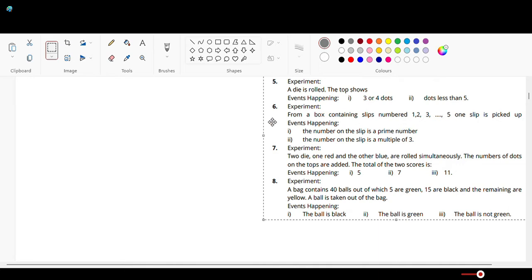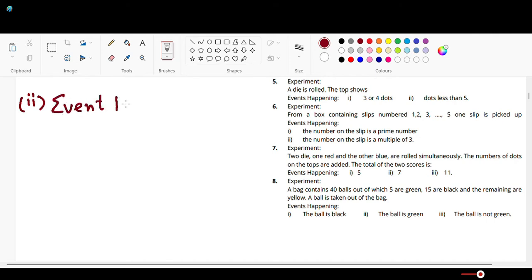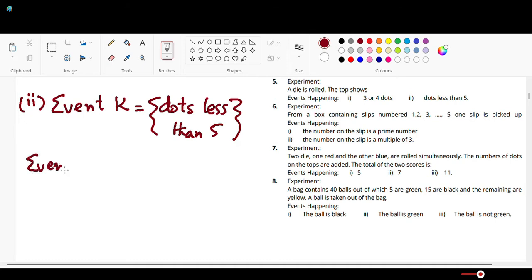Okay, so part number 2, I'm going to use this color. Yeah, so change the pen. Part number 2, I'm going to name this event K is equal to dots less than 5. So it could be anything that's less than 5. Now, what are the numbers that are less than 5 on a dice?